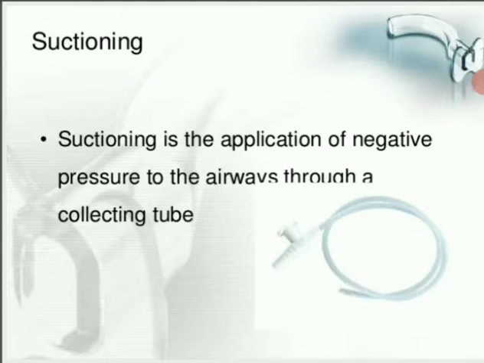Orotracheal and nasotracheal suctioning is necessary when the client with pulmonary secretions is unable to cough and does not have an artificial airway present. Tracheal suctioning is accomplished through an artificial airway such as an endotracheal tube or tracheostomy tube.